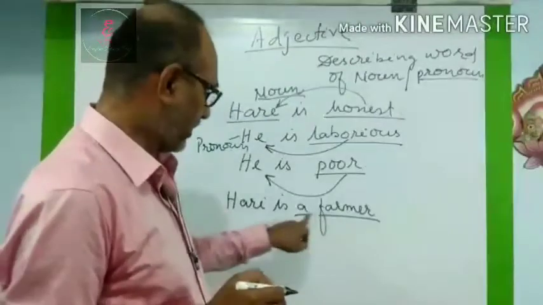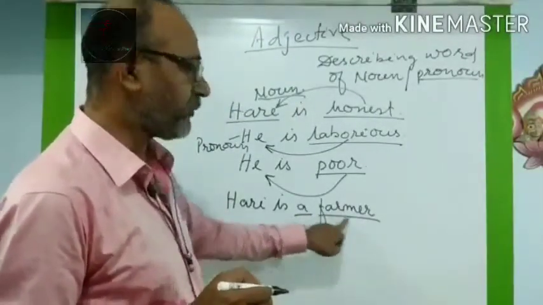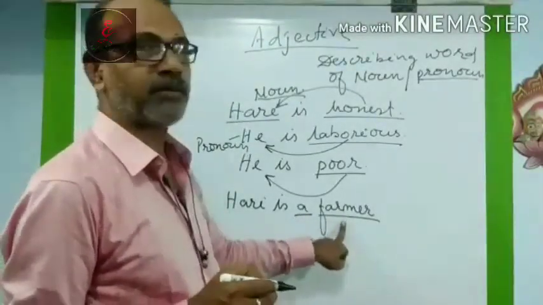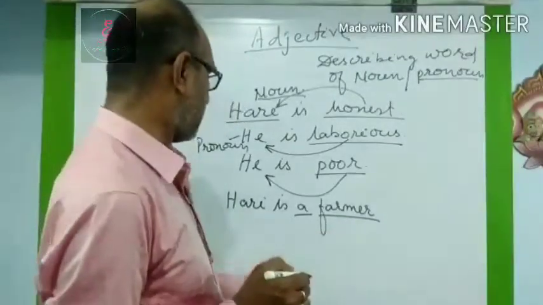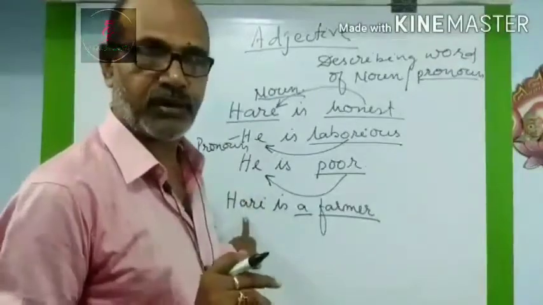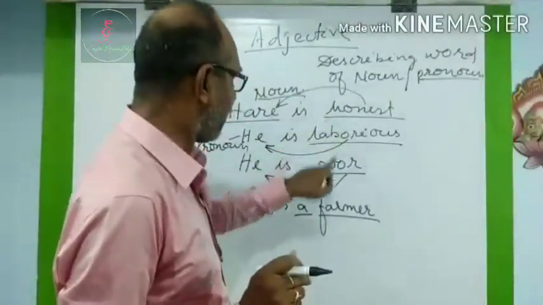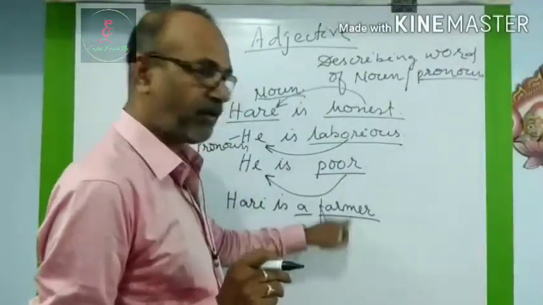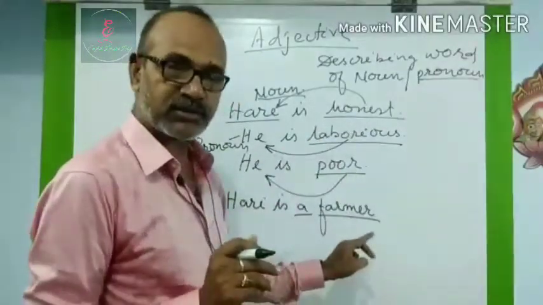Okay, so here, in a farmer, a is the describing word of farmer. But what about farmer? Farmer is the describing word of Hari. So here it is a confusion. So this honest, laborious, poor, farmer, all these are describing words.